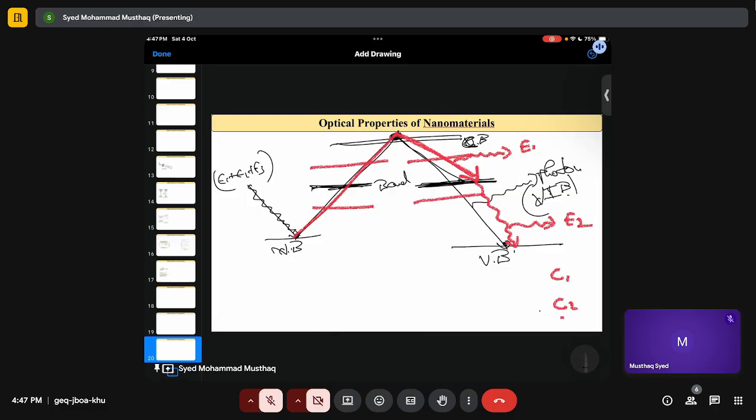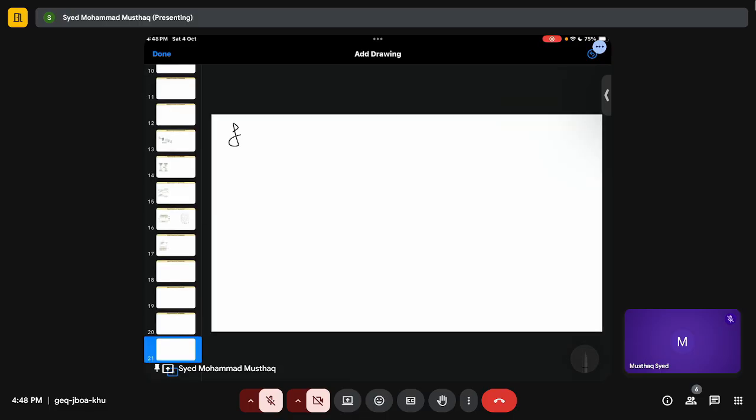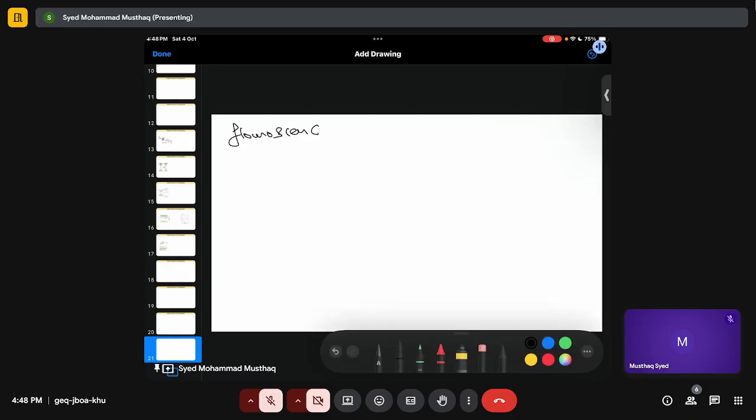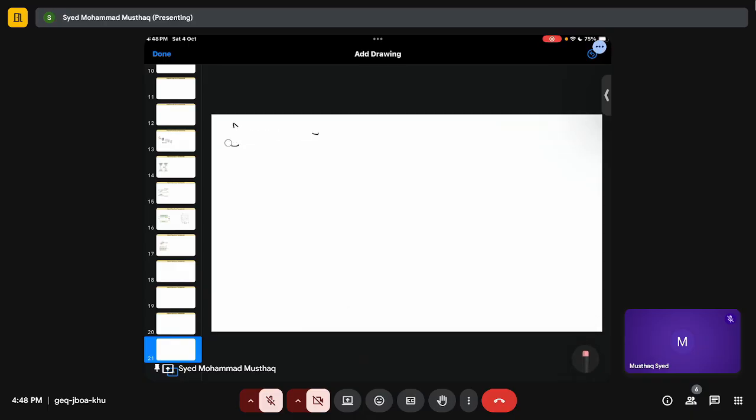Now, people have seen what fluorescence is. Fluorescence is nothing but the photon. So first we will talk about luminescence instead of fluorescence, because you need to understand it. Let's say I'm talking about luminescence, okay?